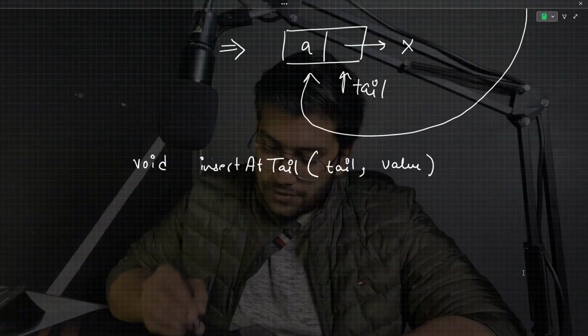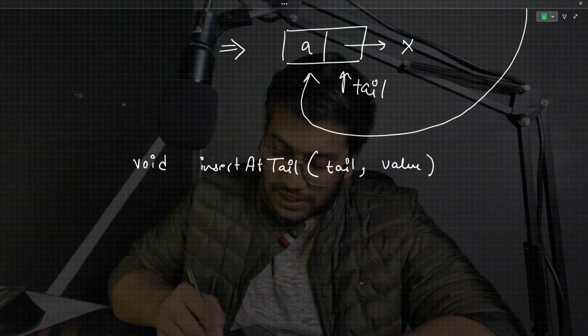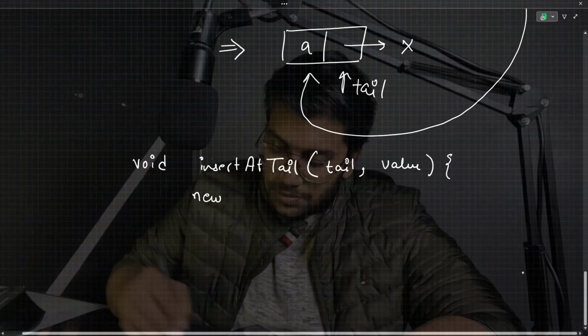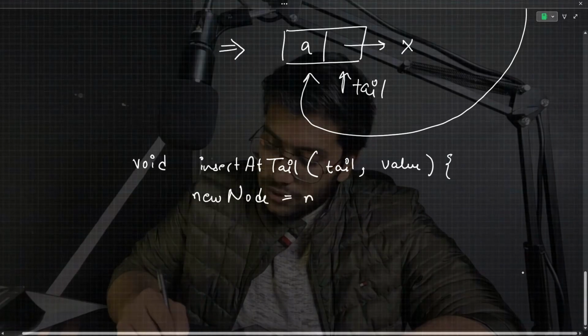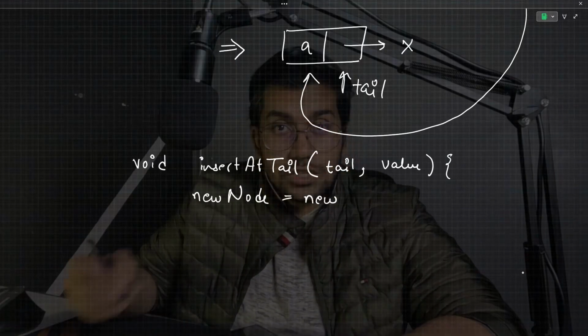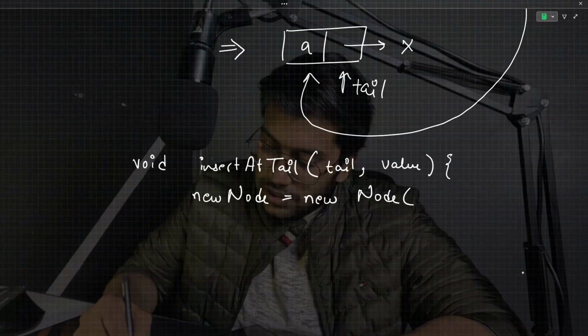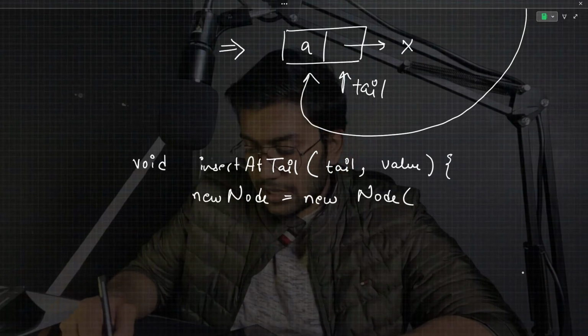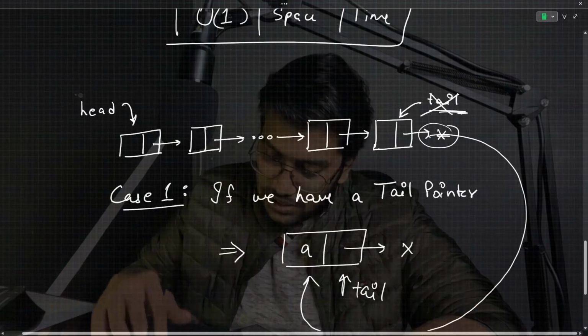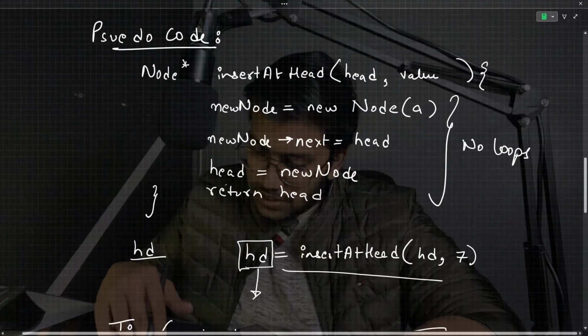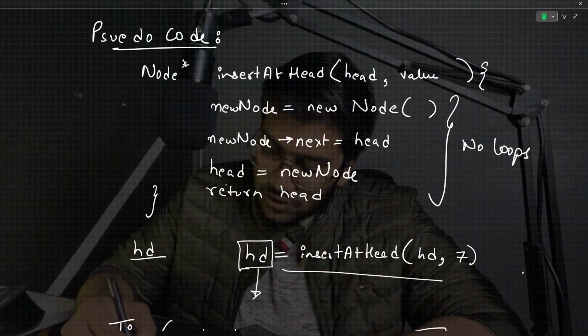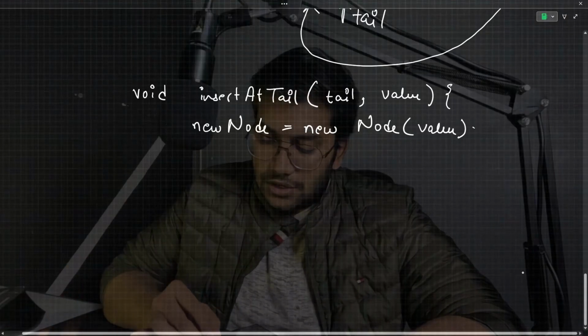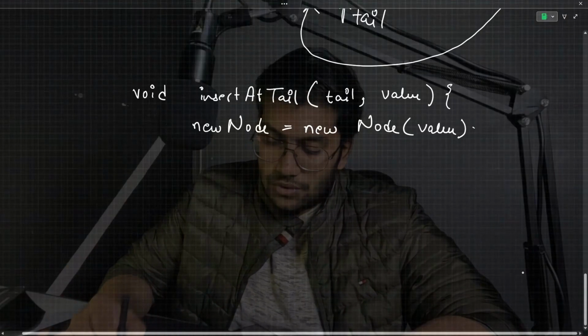So a couple of things. Let's start by creating this new node. So open the braces, new node equals new, allocating new memory for this node, and for the constructor, let's pass the value, this one. Let me check if I've written the code properly in the previous case. Okay, so in this case, that's not a, but the value. Fine. New node is new node value.